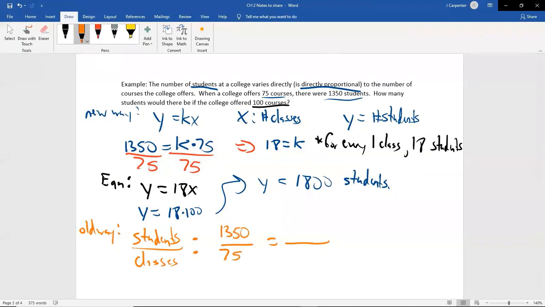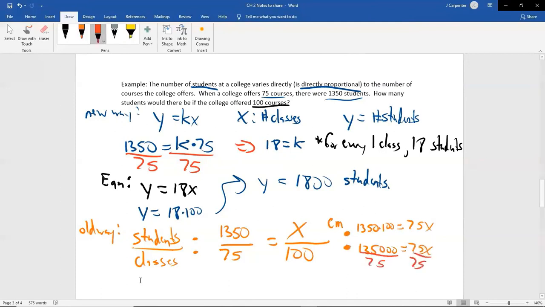How many students would there be when the college offers 100 courses? So top or bottom, where's the 100 go? What's classes? So bottom. The number of students is unknown, so you can call it whatever letter you like. I call it X. You're going to cross multiply, and you'll get 1350 times 100 is equal to 75x. This is just a colon, by the way, which is 135000 equals 75x. You're then going to divide both sides by 75. And let's see what we get.